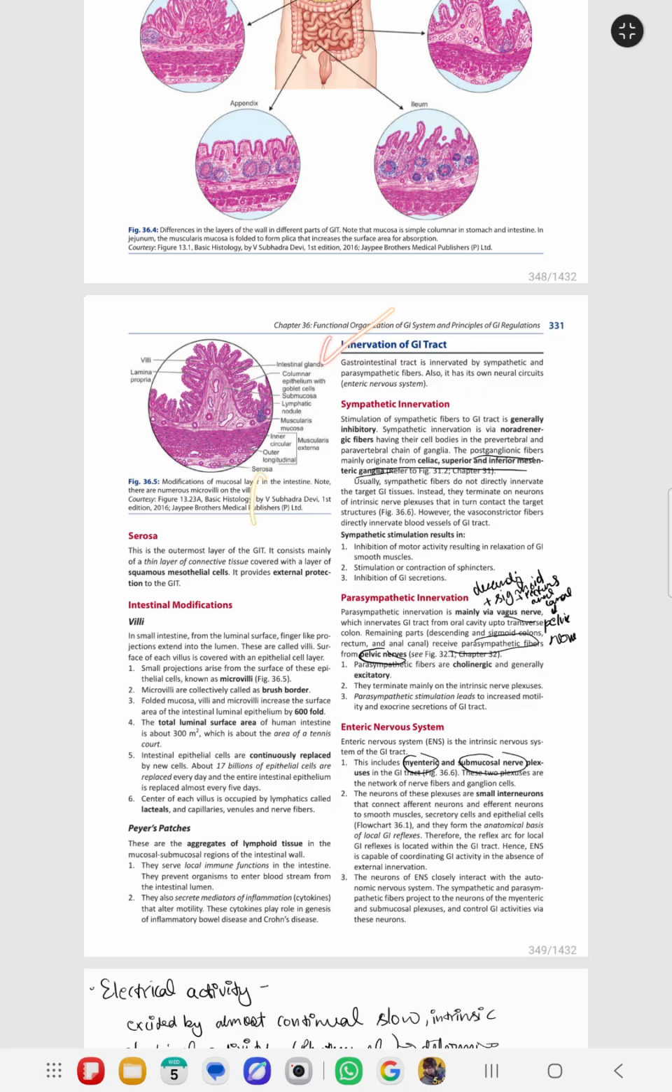Innervations of the GI tract are sympathetic, parasympathetic and enteric nervous system. Sympathetic nervous system is generally inhibitory via noradrenergic fibers.